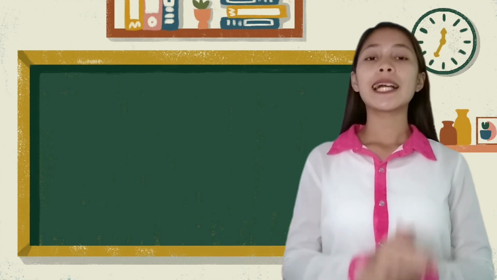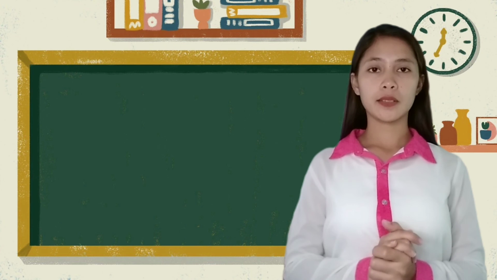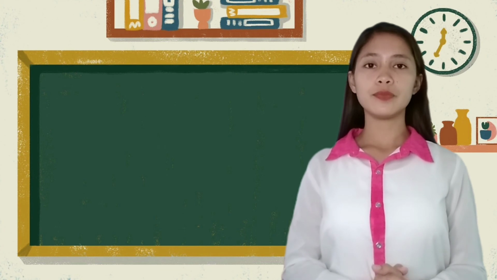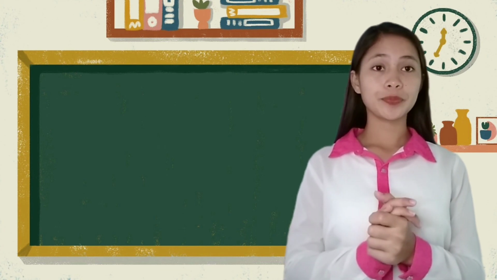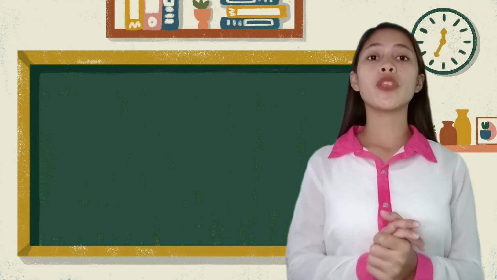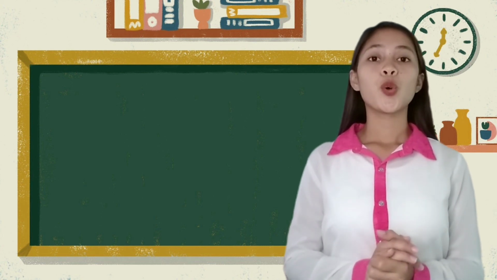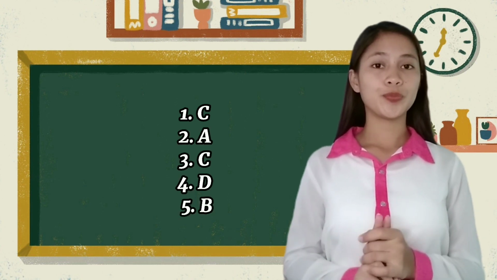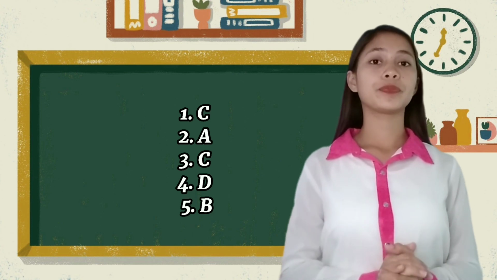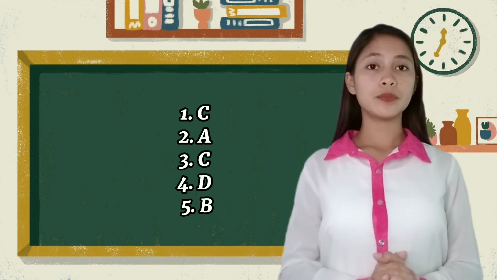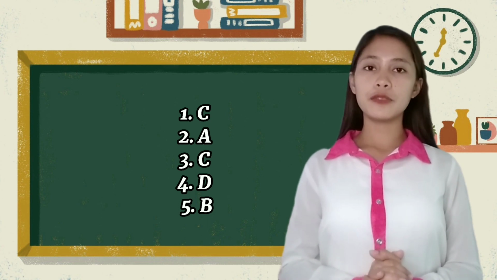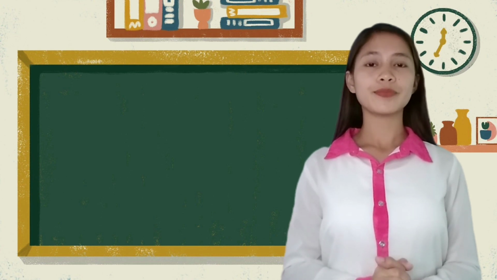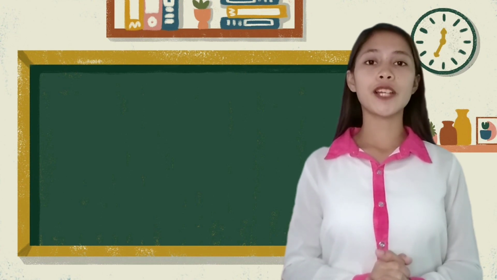For your seat work, kindly get 1/4 sheet of paper. Directions. Write the letter of the correct answer. Are you done? Please exchange your papers with your seatmates. What's the answer in number 1? C. What about in 2? A. 3. C. 4. D. 5. B. Very good. Who got 5 correct answers? Give yourselves 5 claps.